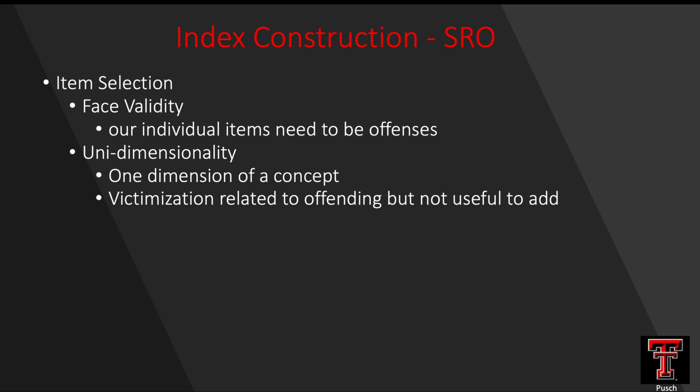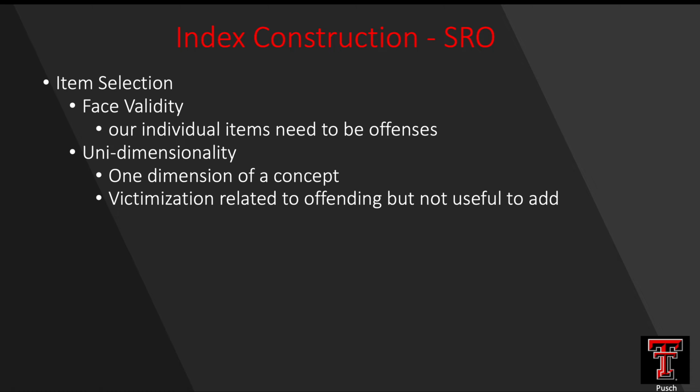Okay. So index construction. Again, let's look at SRO, self-reported offending. So first, we need to look at item selection. So again, we need face validity for our indexes, meaning that our individual items need to be offenses. We can't have an index on self-reported offending with one of the items being, do you enjoy pizza? It doesn't make sense, right? So that's kind of the first step.